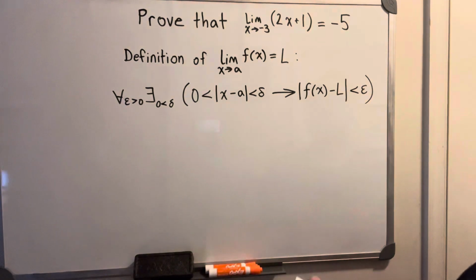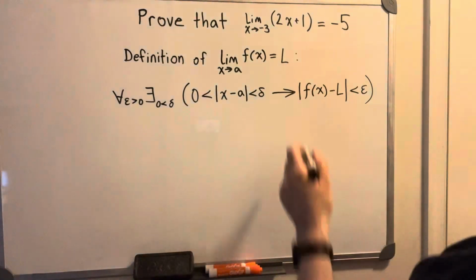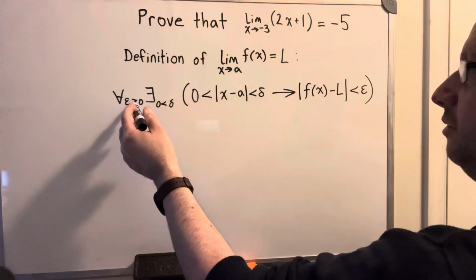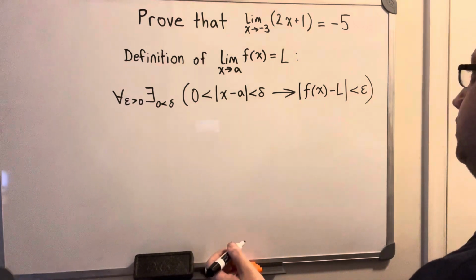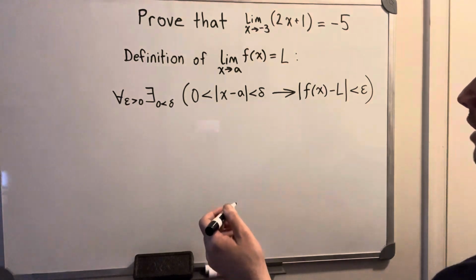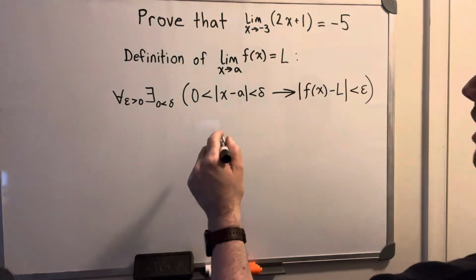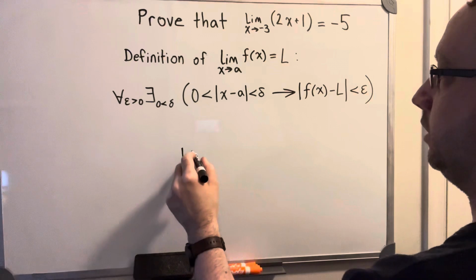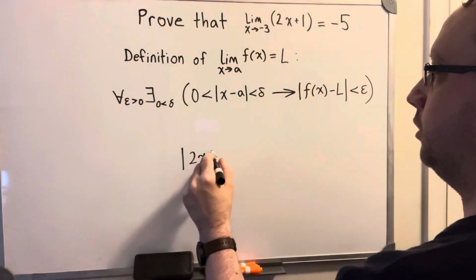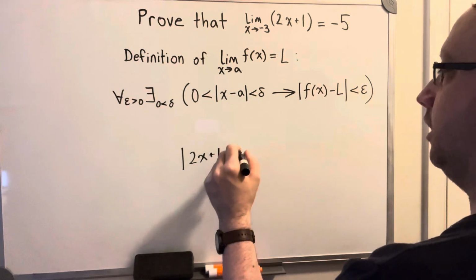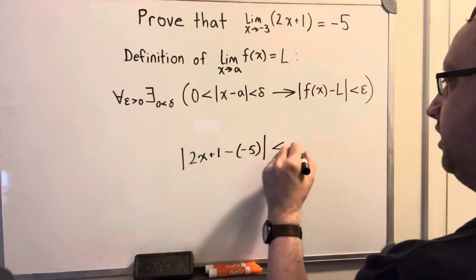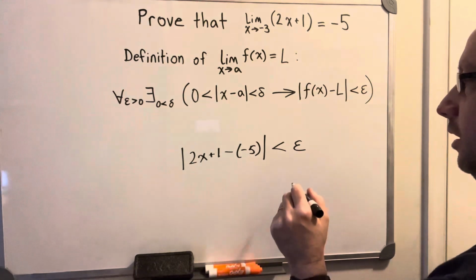But once we have that, how do we use it to prove that this case is true? We're saying for all positive values of epsilon. So we start with any arbitrary value of epsilon. So we're going to say that the absolute value, the distance between 2x plus 1 and -5, is less than some value of epsilon. We start with that.